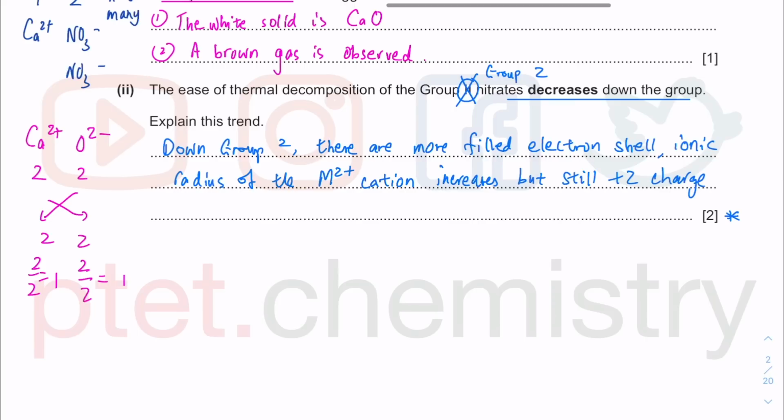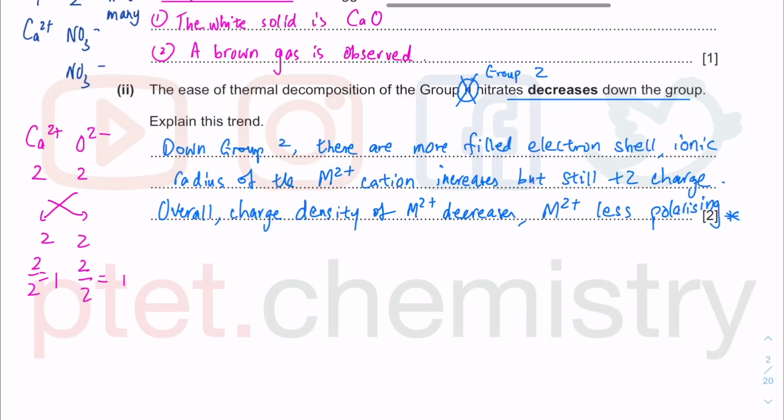So overall charge density would decrease going down group 2, because your charge is the same, charge over size, but your size is getting bigger. Charge is the same divided by size getting bigger, so your charge density of M2 plus decreases, and therefore we can say the M2 plus become less polarizing. So the cations are polarizing the NO3 minus, so the N-O covalent bond becomes less weakened, therefore more difficult to decompose or more difficult to break.